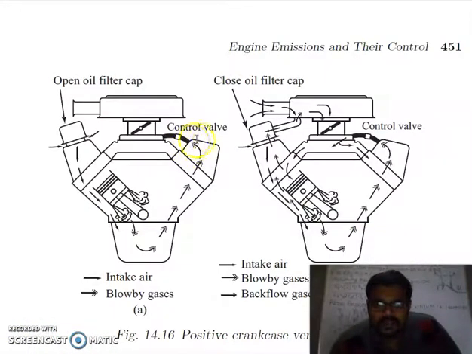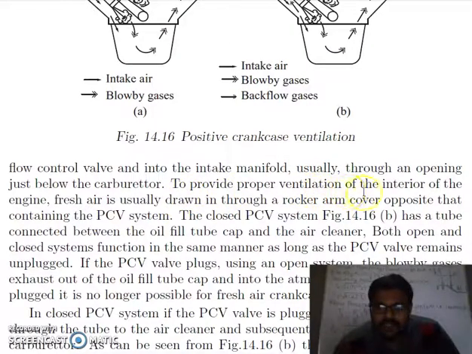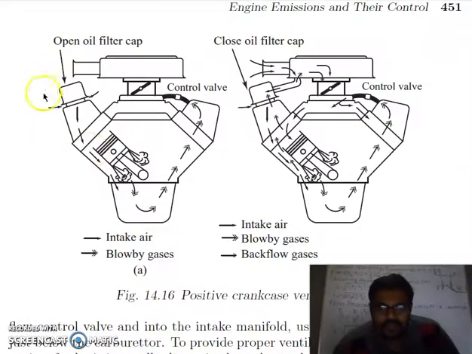You can say this is your valve cover and this is your control valve. Whatever gases are in the crankcase will go into this cylinder head, and from here through this control valve they will be recirculated back into the inlet. To provide proper ventilation of the interior of the engine, fresh air is usually drawn in through a rocker arm cover opposite that containing the PCV system. You can say from here this is your fresh air, which will come through the cover of the rocker arm.